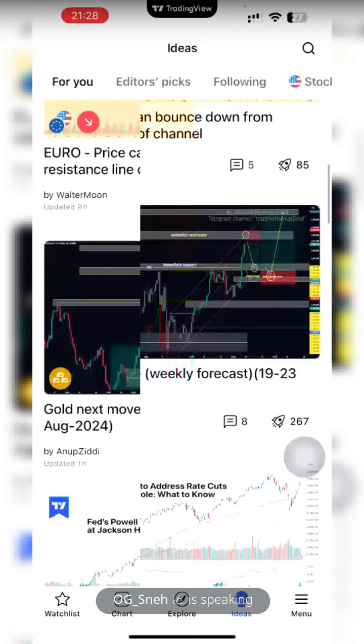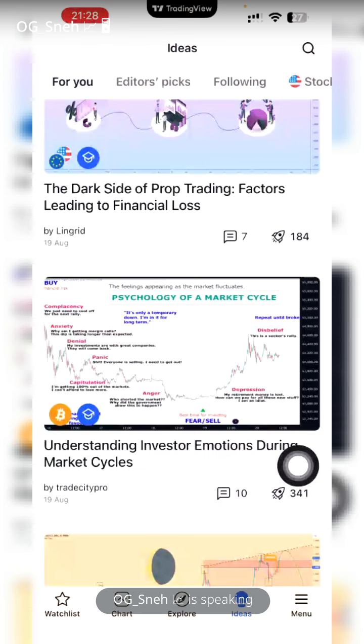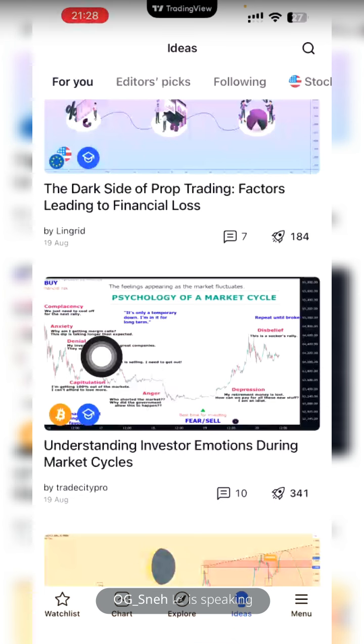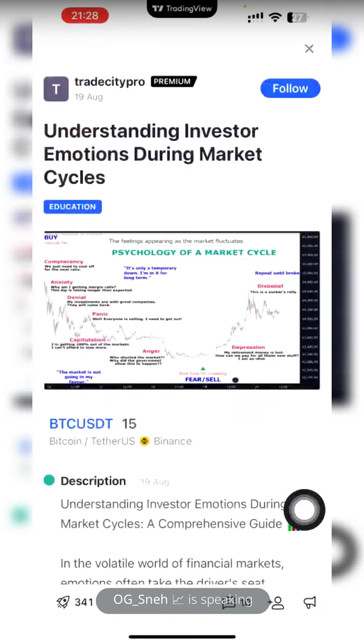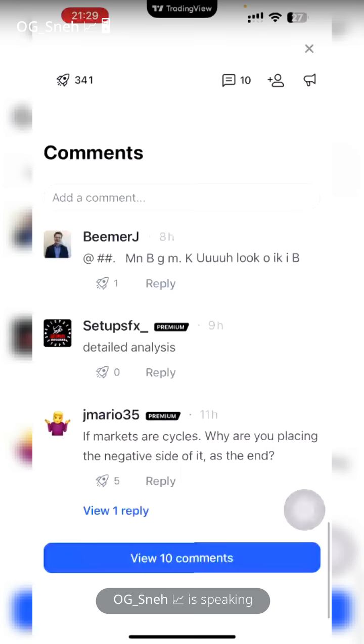Maybe if you want to understand the psychology of investors' emotions during a market cycle, there are different emotions: complacency, anxiety, denial, panic, capitulation, anger. Like you bought a coin here, it's now here. At this stage of the market, you'll be angry. As the market is going lower, you'll be depressed. There will be fear for you to sell. Then later it will come back up, and you'll be in disbelief that the market has gone back up. So this is just about reading, just educating you. That's what ideas is about.